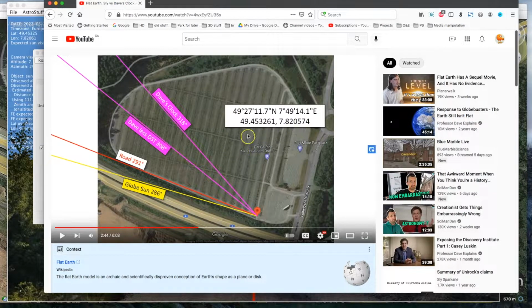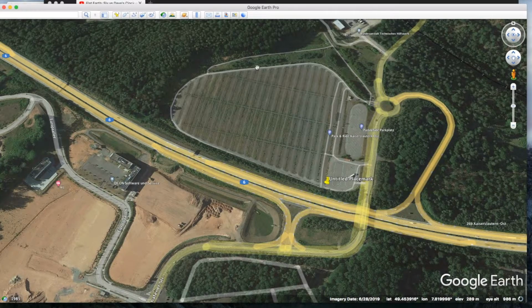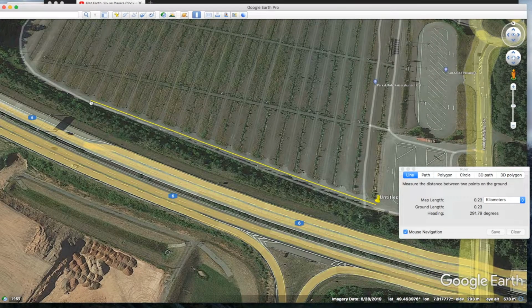So I ended up using the coordinates provided and located the spot in Google Earth. Then I basically used the ruler to confirm that it was 292 degrees, and depending on where you are and what the angle is, the angle could be closer to 291 point something.